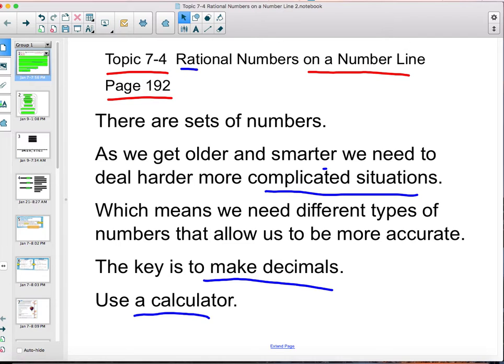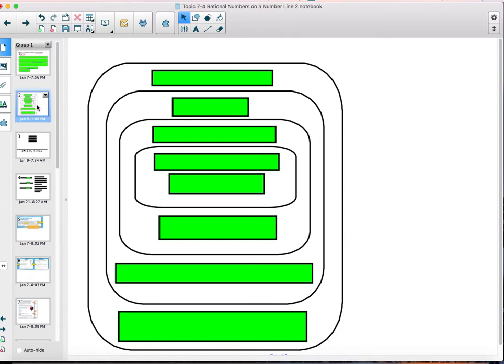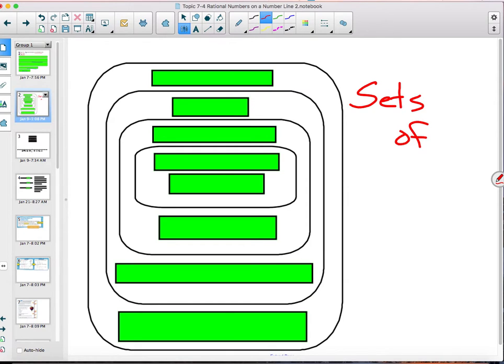Now this is all being recorded, so if you're taking notes, it'll be posted for you. Alright, now, here are the sets of numbers. I'm going to show you the various sets of numbers, and these numbers will start to make sense to you.